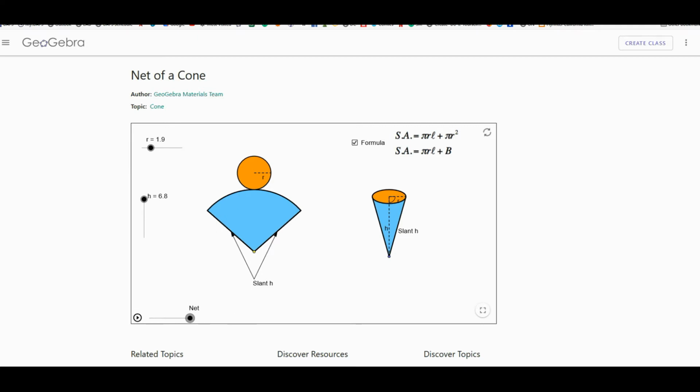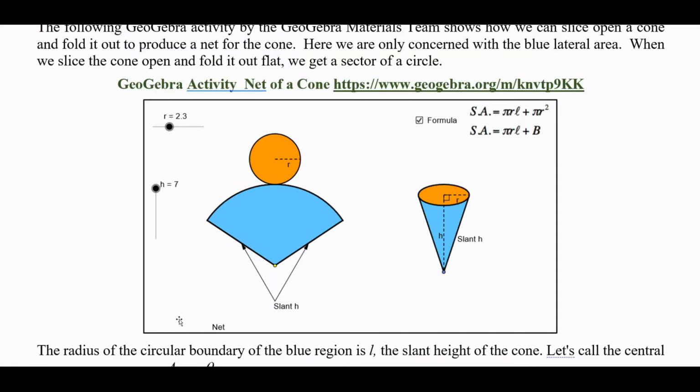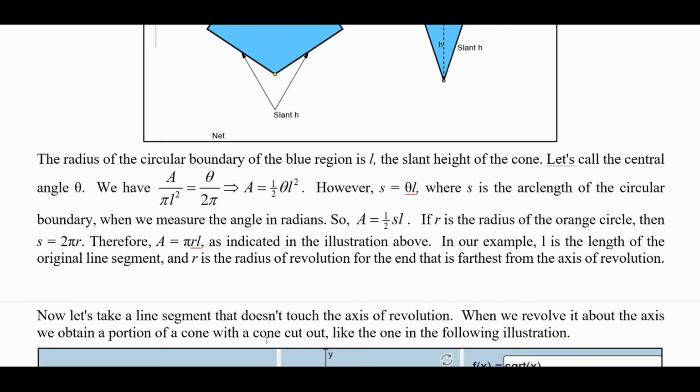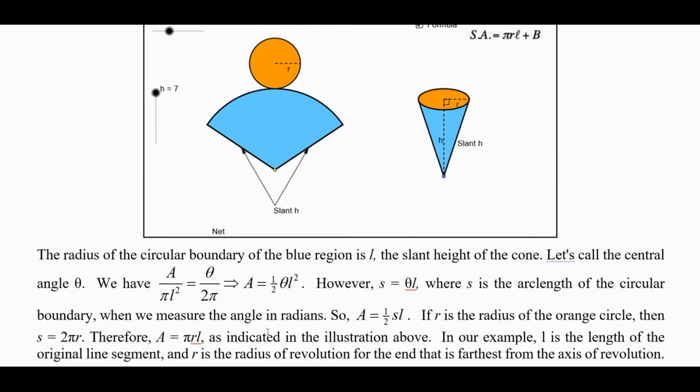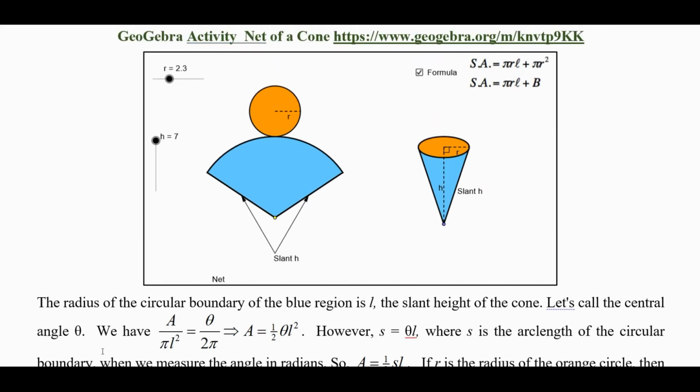Okay, so let's go back to our notes now. Now we want to find the area of this blue region. Again, this side is L. So the central angle, let's call this theta right here.